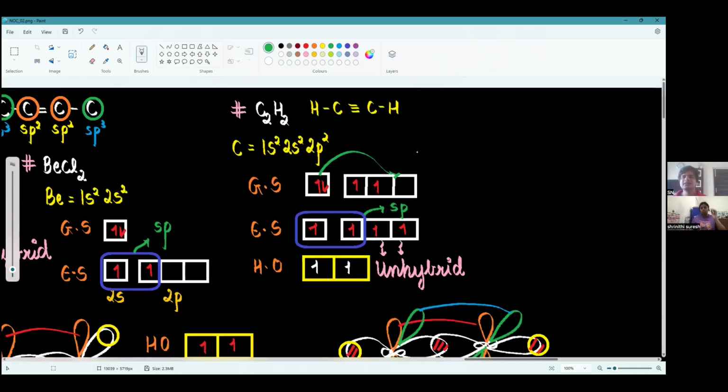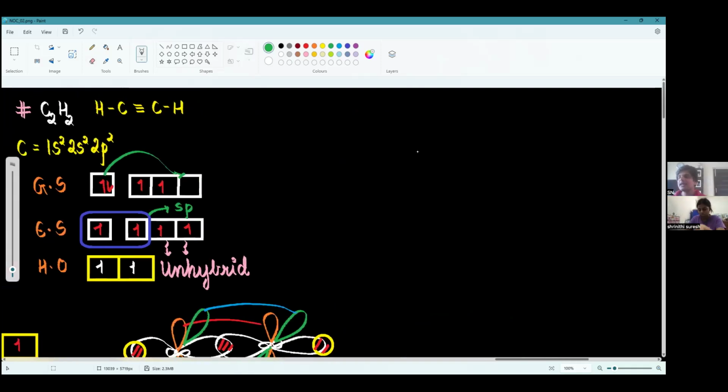Now the next hybridization. What are the hybridizations that we have done? We have done sp3, sp2, and sp. Now let's go for the next hybridization. But before that, I will just show you the geometry of acetylene, which we have drawn on the board. Acetylene is also called ethyne. Remember, the name of this C2H2 compound is ethyne, or it is also called acetylene.